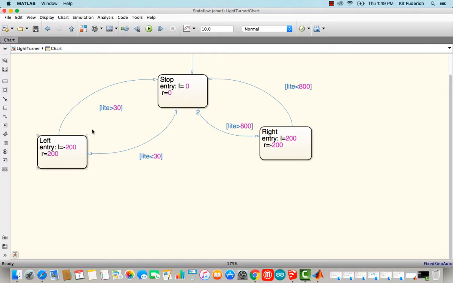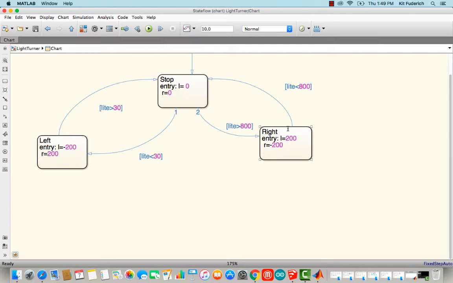As soon as the light value goes above 30, it moves back into the initial stop state, and we have a similar pattern of motion according to light with a right turn. However, that is dependent upon the light value being higher than 800. Otherwise, if it drops to a value less than 800, it'll go back to the stop state.